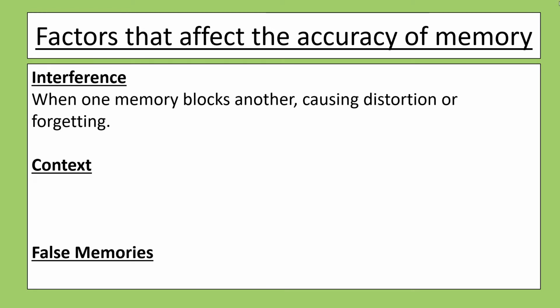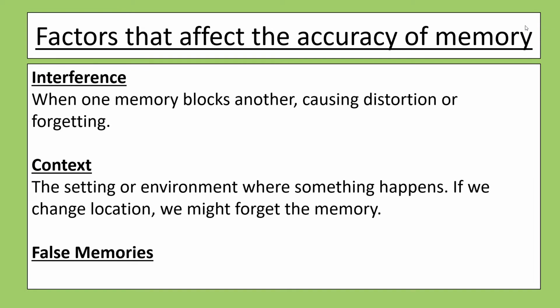The second factor that affects our memory accuracy is context. Context refers to the setting, the location, or the environment where something happens. And what tends to happen is if we change location, we forget the memory.